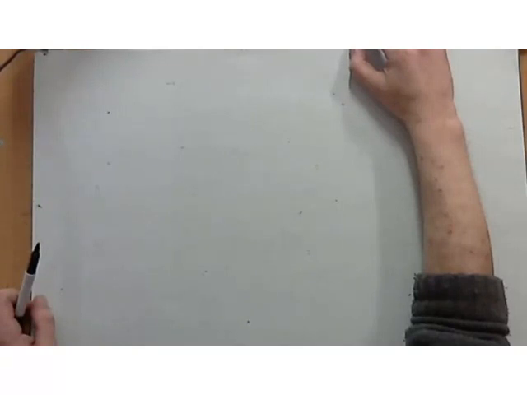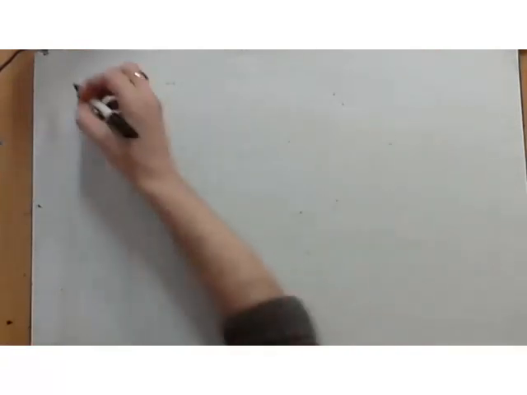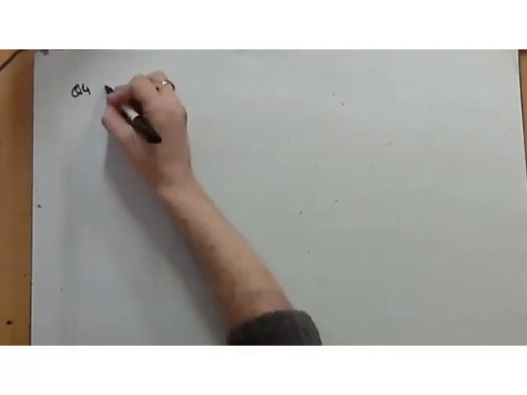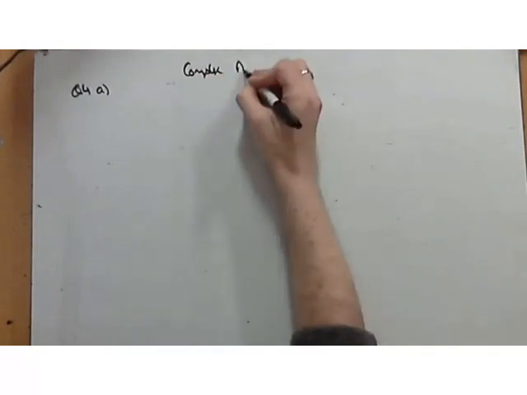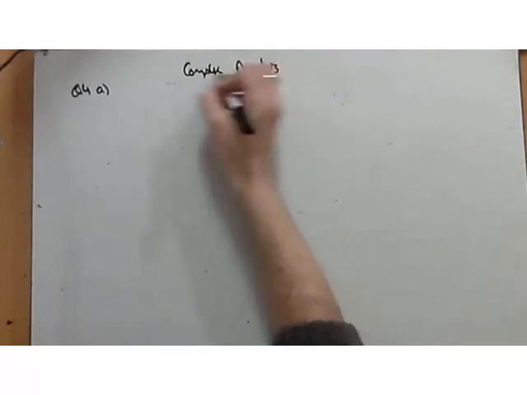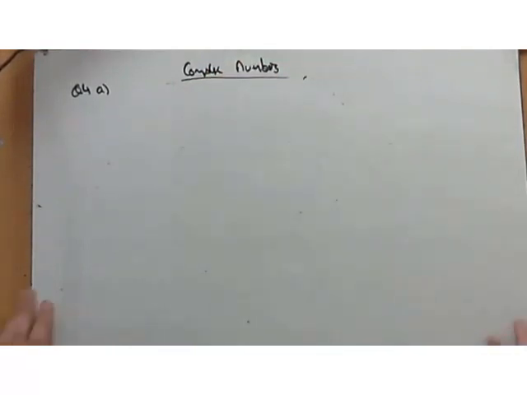Real and non-real. In fact, no, the next thing I'm going to do is question 4. So question 4 on the mock. Question 4a is on complex numbers. I assume everybody has done complex numbers at this stage if you're in 6th year. If you've done 6th year, you've probably done complex numbers.